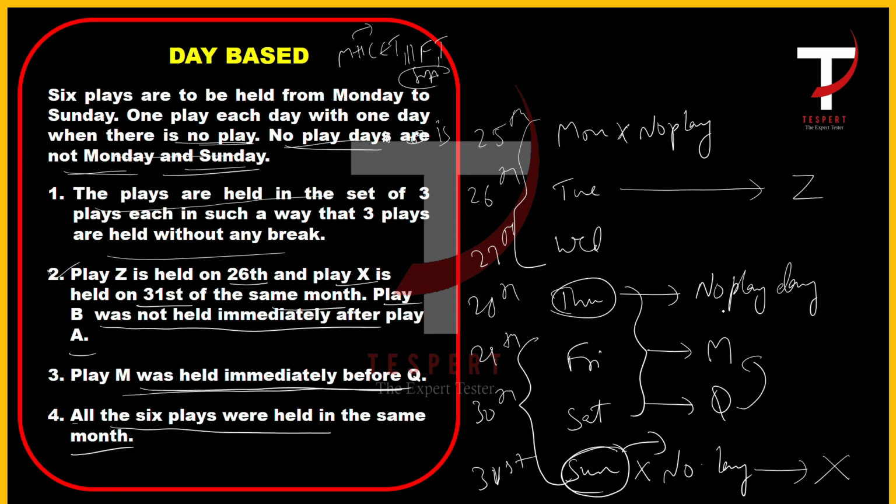And consider statement 2 here. Play B was not held immediately after play A. So play A comes first and play B comes later, right? So play A will be on 25th and play B will be on 27th. Why? Because play B was not held immediately after play A. Here in between A and B, Z is there, so that's not a problem. So A comes first, B comes next, not immediately, right? So this is the arrangement.